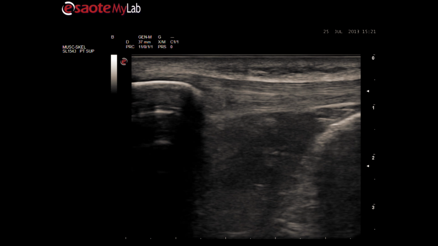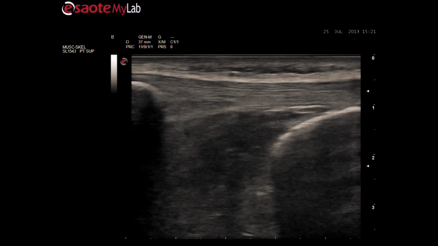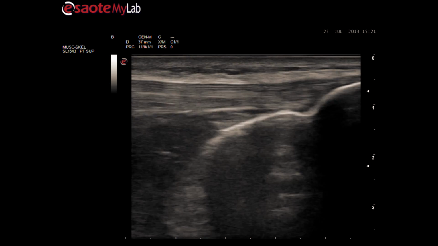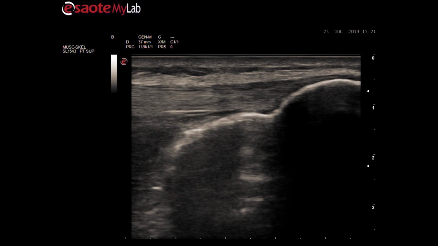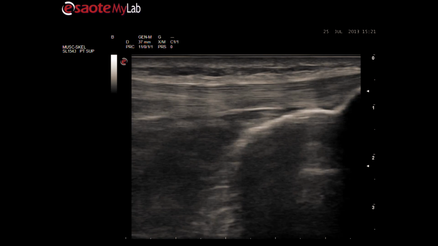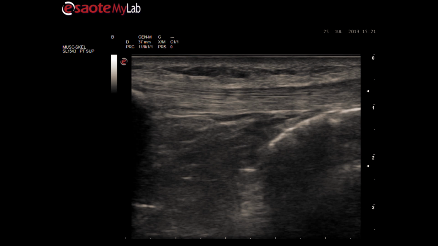Let's follow these fibers towards the attachment on the tibial tuberosity. Can you see the thickness of the patellar ligament and its insertion on the tibial tuberosity? See the white fibers of the patellar ligament. Underneath the patellar ligament, a gray mass can be seen. This is fat, to be precise Hoffa's fat pad.